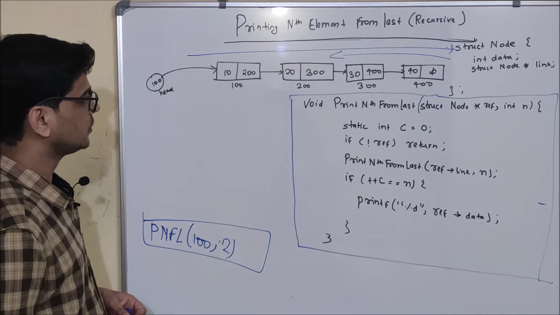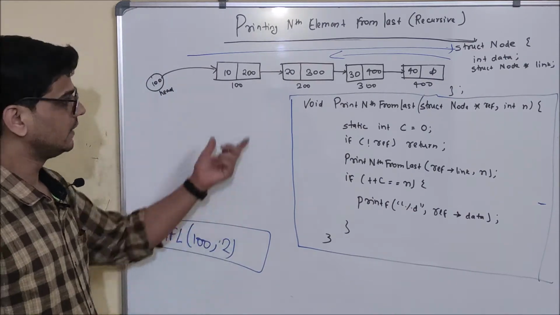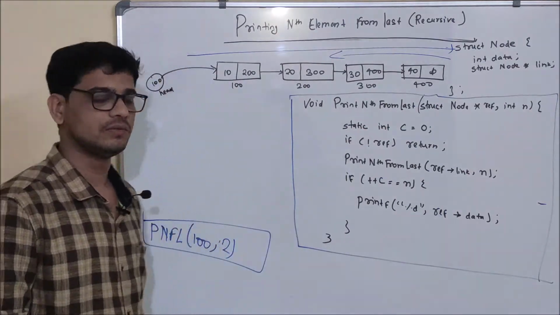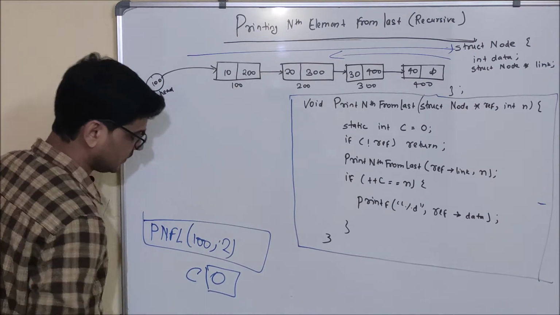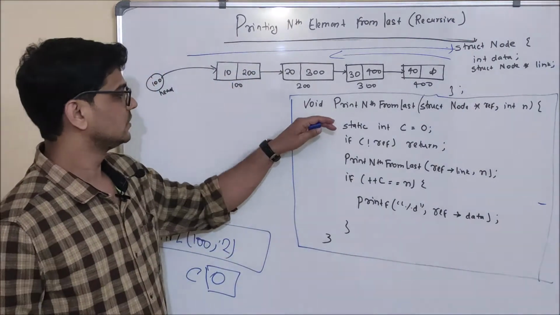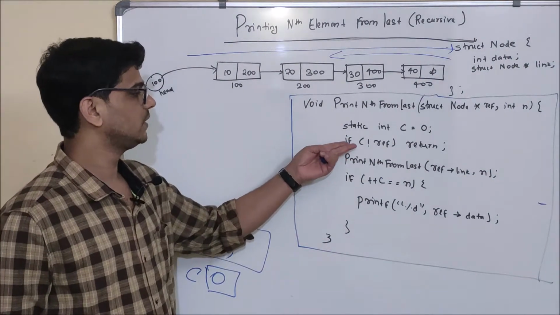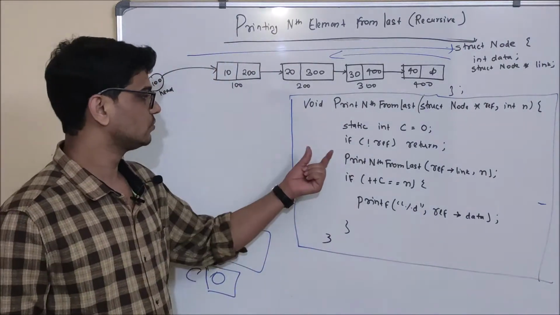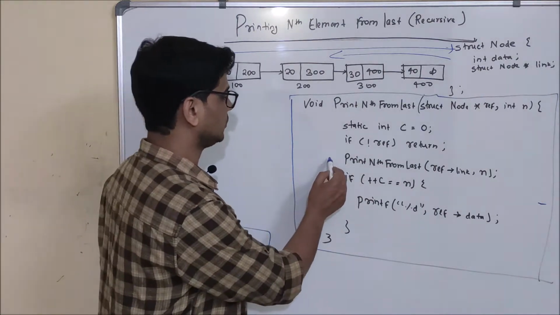So how is this code going to execute? When this function call is made and it comes for its own execution, first of all a static integer c variable will be created. Suppose this is my c variable, it will be created and initialized with 0. Now this line I have executed, control will come to this particular line, and it will check whether reference is null or not. As you can see here, reference is not null, so this particular statement will not execute, and the control will come to this particular line.